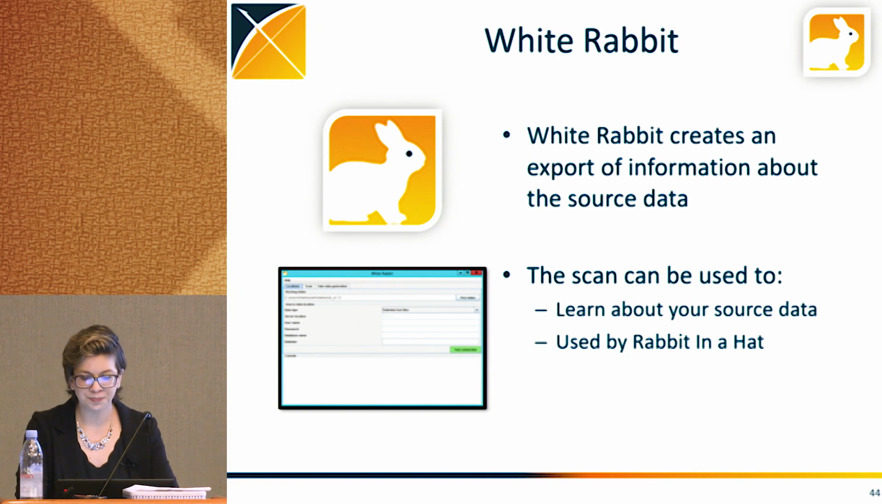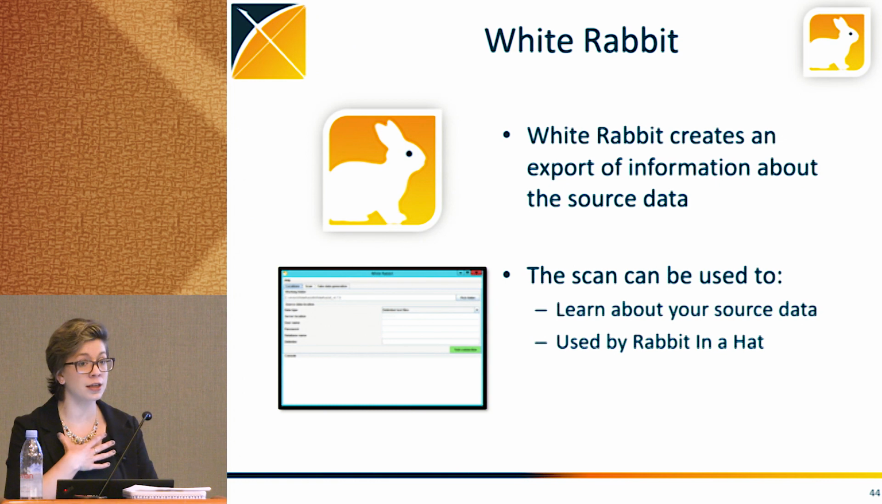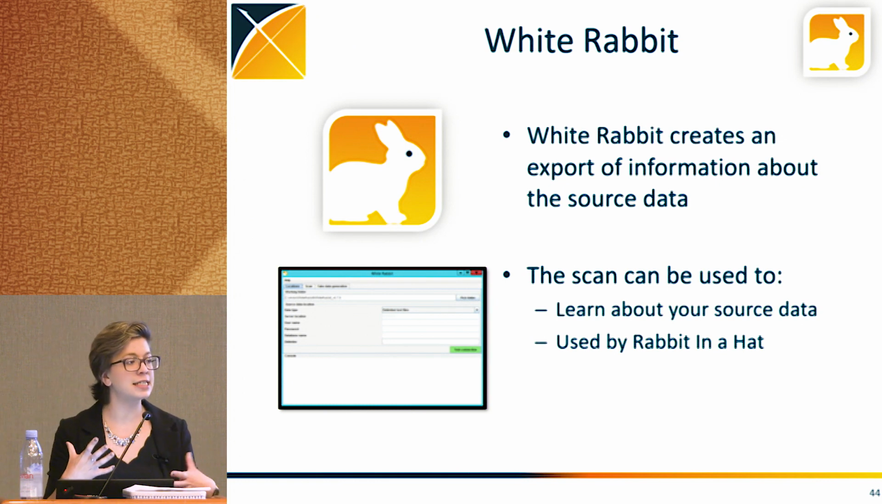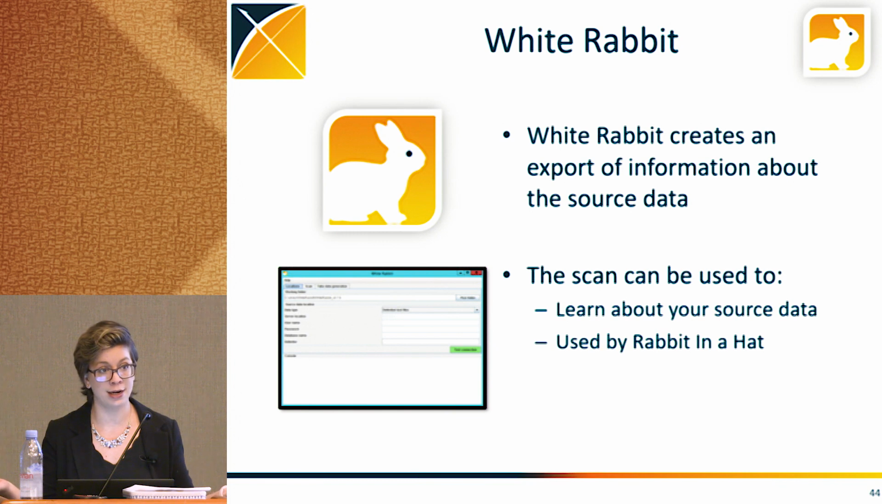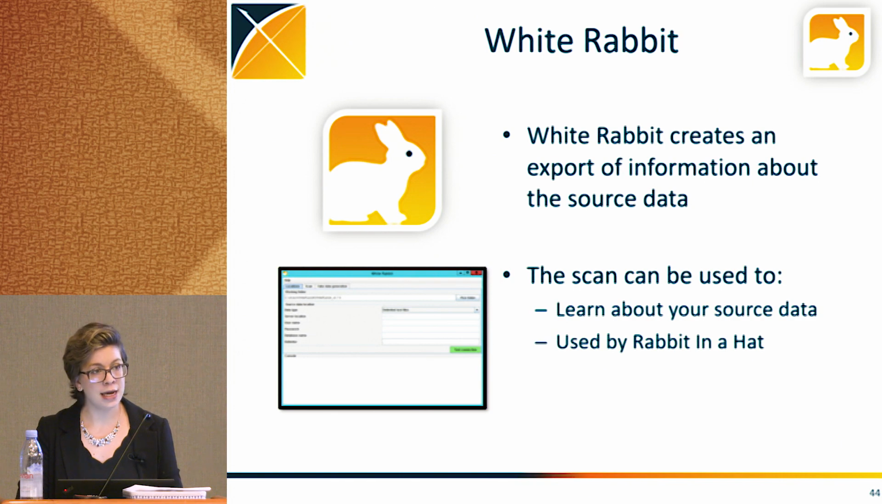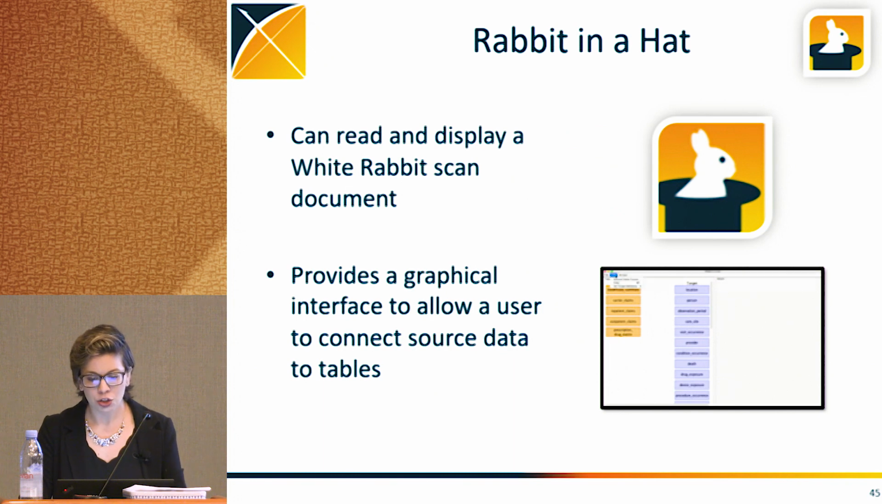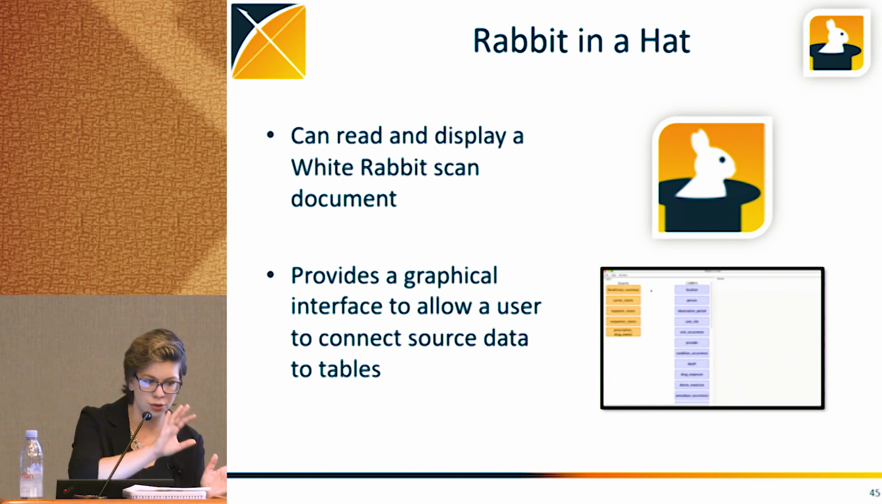Okay, so like I said, White Rabbit creates this information about our database. So we've learned a lot about our database, not only stuff for us to look at, but we've created this asset that basically describes what's going on in our database. So now we can use that scan and it can go into Rabbit in the Hat and help us make our ETL documents. Rabbit in the Hat can read the scan report, and it provides a graphical interface to allow a user to connect to the source data. It provides a graphical interface for us to connect our source data to the CDM.